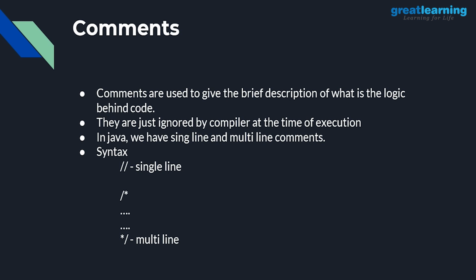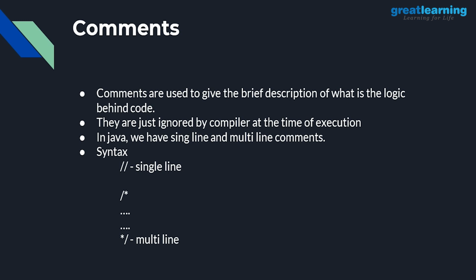So for example, in the updation part, we did j is equal to j plus 2, right? So that was the thing. We are incrementing it twice, right? If some person in your company wants to know why you are doing this, you will just write a comment. Okay, so they are ignored by the compiler at the time of execution. It will be ignored by the compiler.